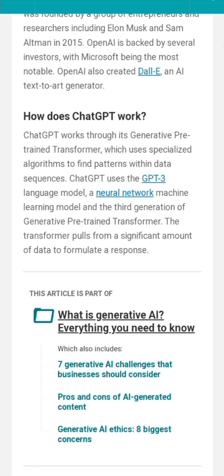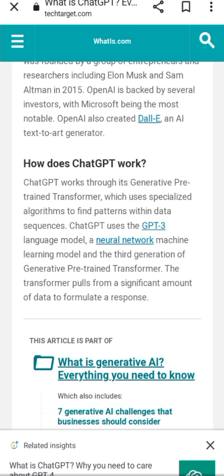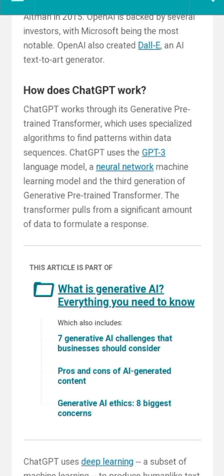How does ChatGPT work? ChatGPT works through its generative pre-trained transformer, which uses specialized algorithms to find patterns within data sequences. ChatGPT uses the GPT-3 language model, a neural network machine learning model, and the third generation of generative pre-trained transformer. The transformer pulls from a significant amount of data to formulate a response.